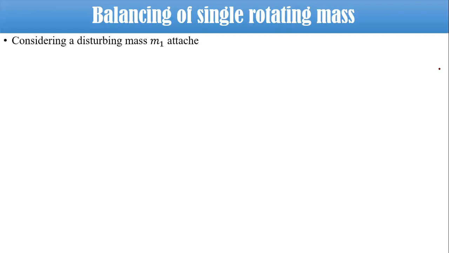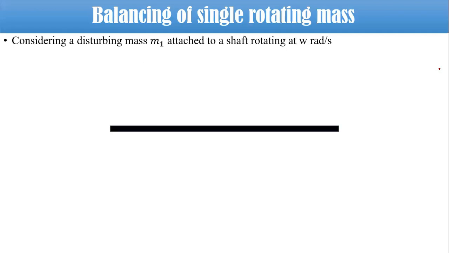In this topic, suppose there is a shaft which is attached between two bearings, and the disturbing mass m1 is attached at the radius of r1, and the shaft is rotating with angular velocity omega. Because of this rotation, a centrifugal force is generated in the outward direction, and the magnitude of that centrifugal force is equal to m1 r1 omega square.